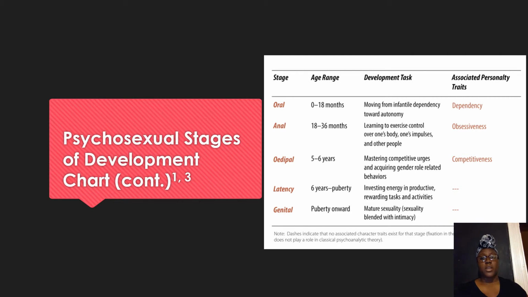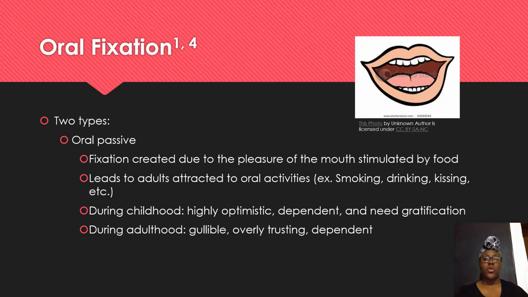An oral fixation can make a person more or less dependent, an anal fixation can make someone more or less obsessive, and a phallic fixation can control how competitive one is. So there are two types of oral fixations. They're oral passive and oral aggressive.